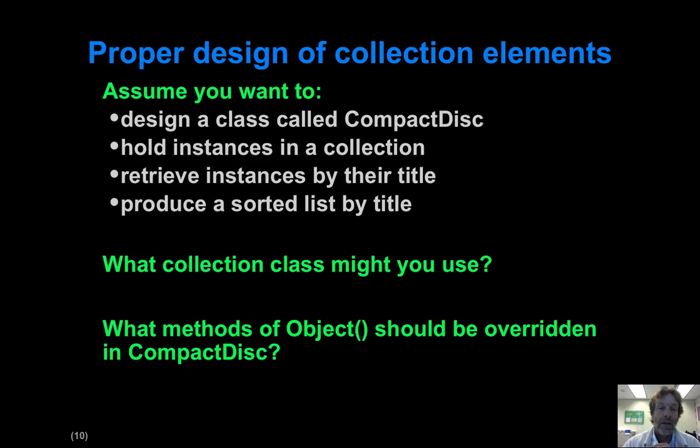So here's another example. We've got this class called compact disks. There should be a collection of these compact disk objects. We should be able to retrieve instances by their title, produce a sorted list by their title, and how would we design this abstract data type? And this is where Java gets a little bit complicated. What methods do we need to override in order to make this class work correctly?